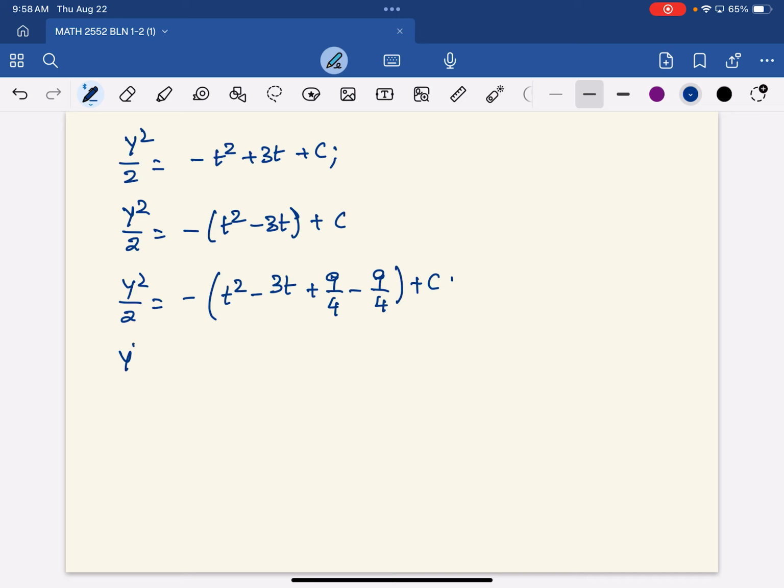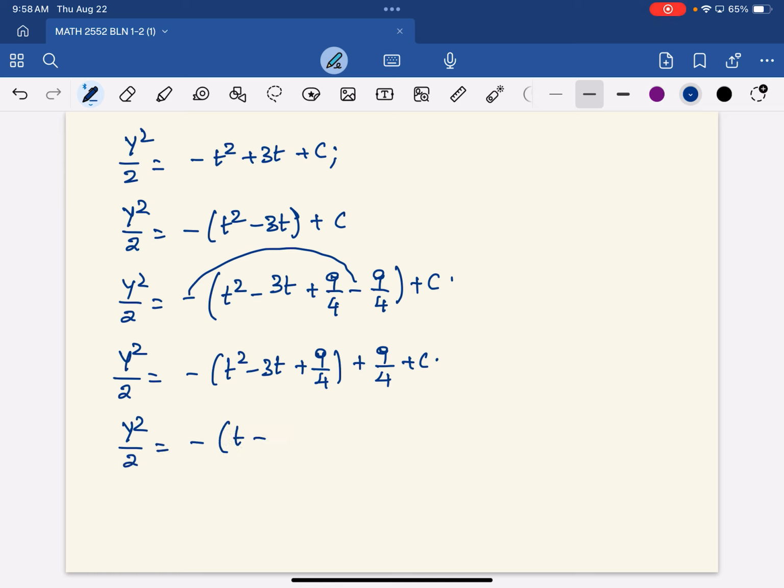So I write this as y squared over 2 is going to be negative of t squared minus 3t plus 9 over 4. Now negative times negative is positive, so you get positive 9 over 4 plus c. So I get y squared over 2 is going to be negative of t minus 3 over 2 squared plus c. So I want to bring these terms together, then that's going to be t minus 3 over 2 squared equals c. Now what does the graph of this solution look like?